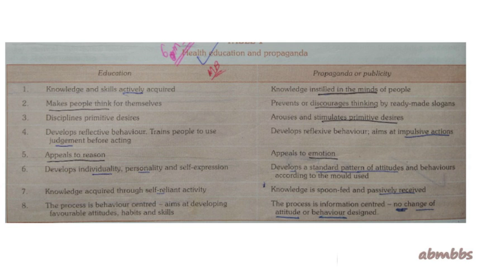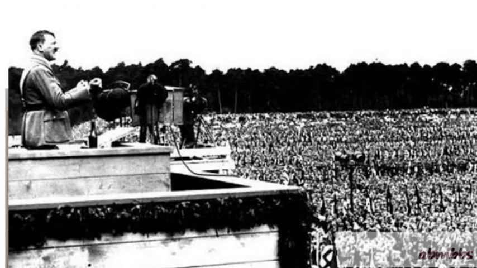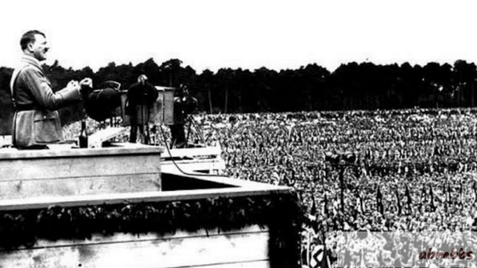Education makes people use their judgment and reasoning, whereas propaganda makes people impulsive and appeals to emotion. Finally, education develops individuality and personality, whereas propaganda develops a standard pattern of behavior among people. Typical example of propaganda was Hitler's anti-Semitic propaganda and his concept of superiority of the German race.